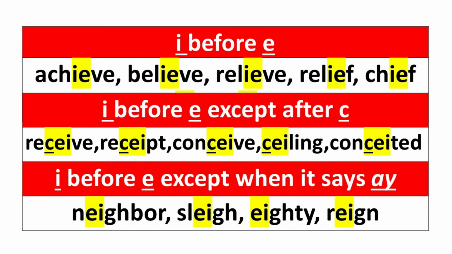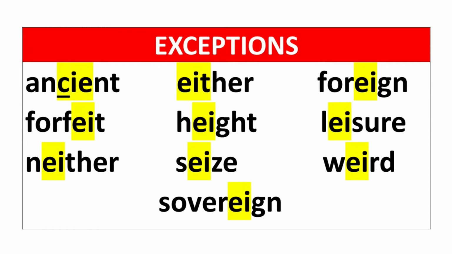In cases where there is a C along with I and E, we write C first, followed by E, and then I. For example, receive, receipt, conceive, ceiling, and conceited. We also do the same when it says A as in neighbor, sleigh, eight, and rain. Just like the previous rules, there are also exceptions here. Let's check these words. Ancient, either or neither, foreign, forfeit, height, leisure, seize, sovereign, weird.